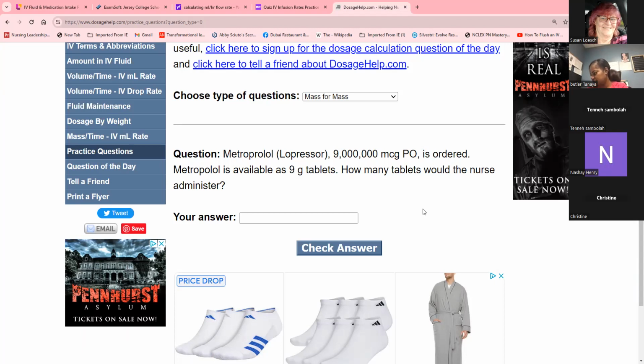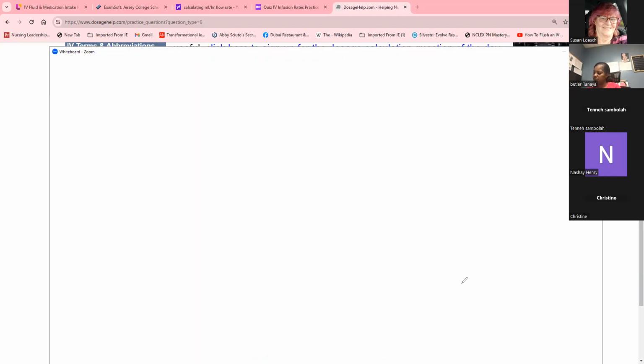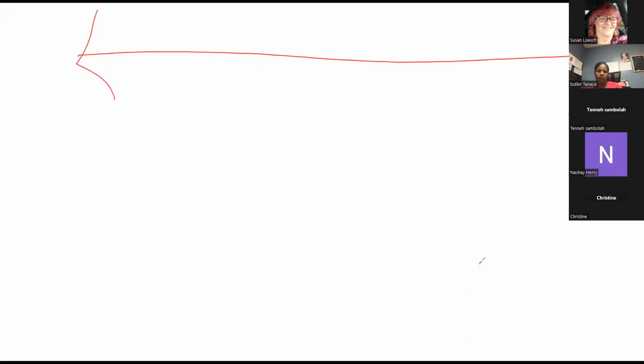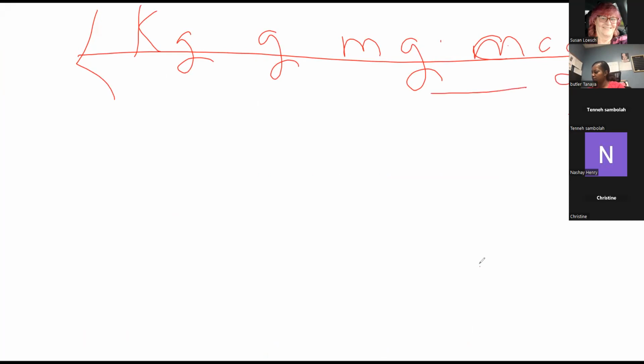Okay? Let's go to the whiteboard. Again, here is your graph. So if you're going from micrograms to grams, you're going this way, right? Whenever you go to the left, what's happening? Divide. Losing the love of my life, I'm going to divide, right?